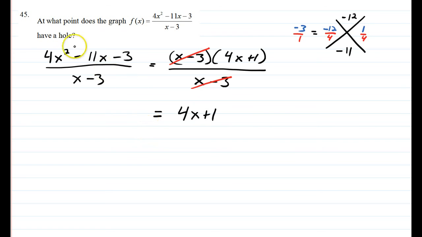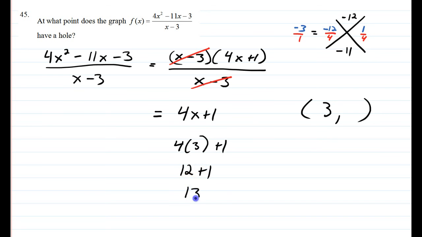And so now to figure out where the hole is at, you go back to the term we crossed out. What would make this 0? That would be 3. Since it's a point, we know it's going to be 3 comma something, so that gives us our x value of the hole. Now you take the 3 and just plug it in. 4 times 3 plus 1, 12 plus 1, is 13.